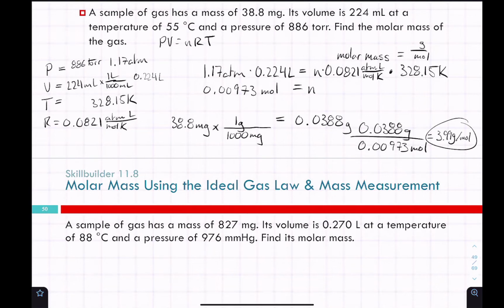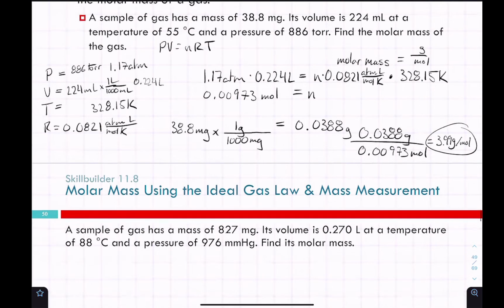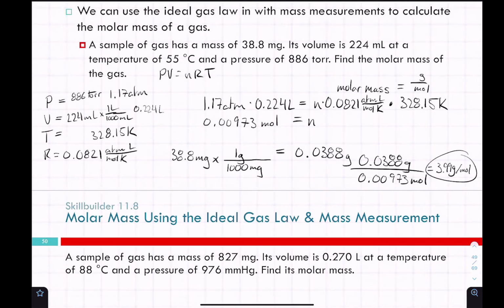So in next week's lab, you'll have to calculate the molar mass of the gas, and then there are unknowns. I'll tell you what the possible unknowns are, or at least some of them, or give you a bunch of things, and it'll say it's one of these, and so you match the molar mass that you calculate to one of those possibilities.